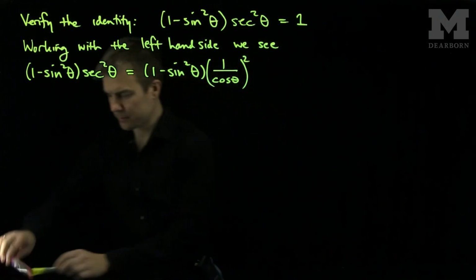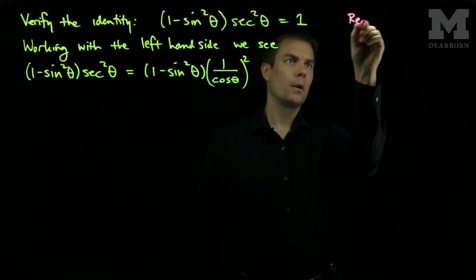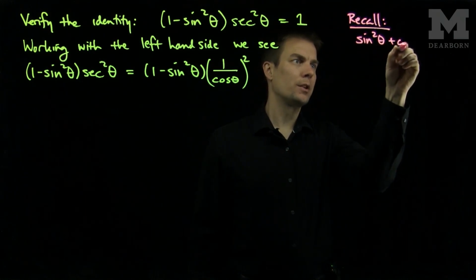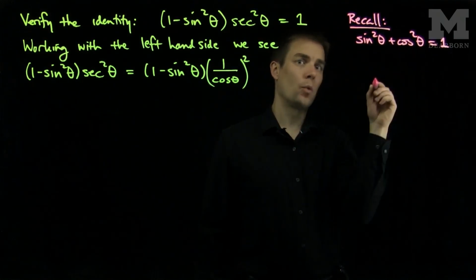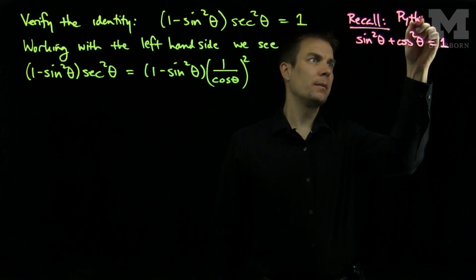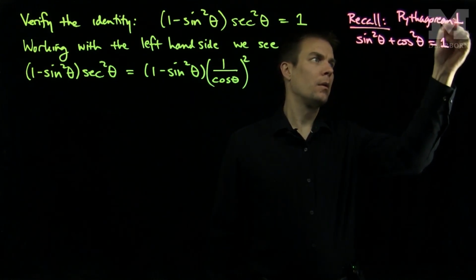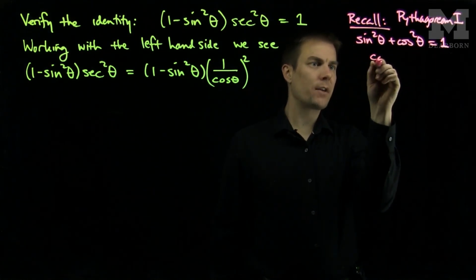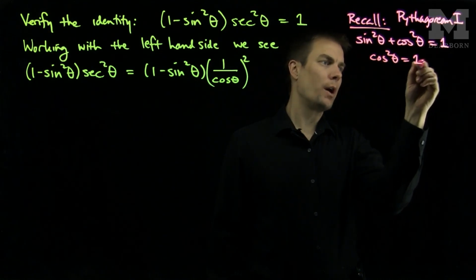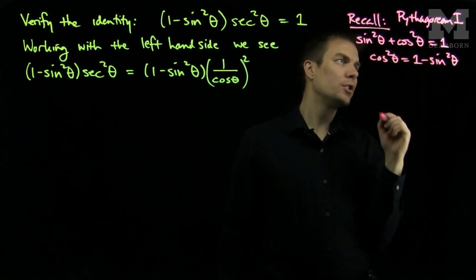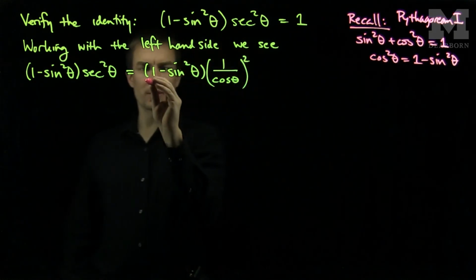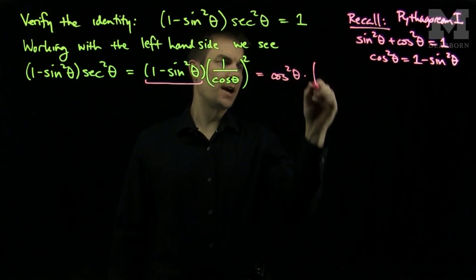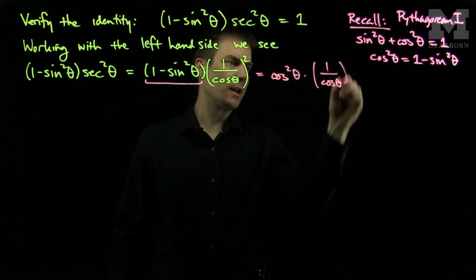Now we can recall that sine squared of theta plus cosine squared of theta is equal to 1. This is the first Pythagorean identity. And if I take this sine squared and subtract it, I have that cosine squared of theta is 1 minus sine squared theta, just by rearranging. So this expression over here can be replaced with cosine squared theta times 1 over cosine theta squared.